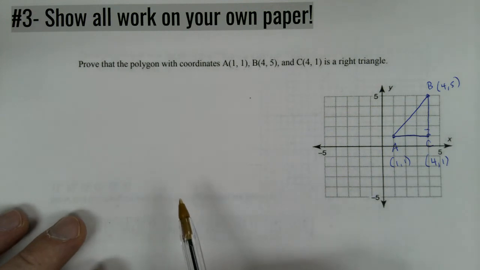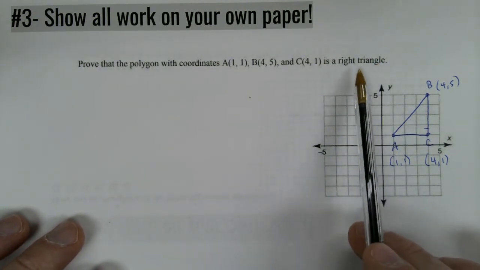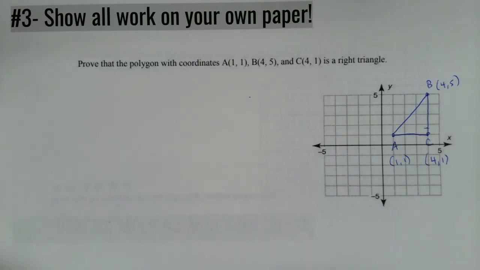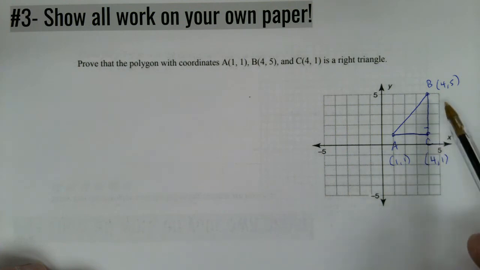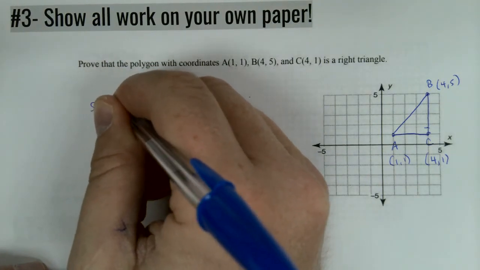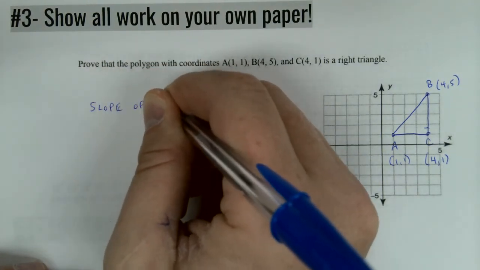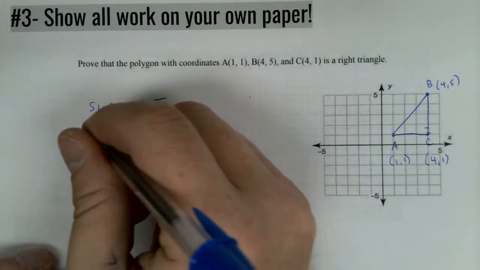Okay, let's go ahead and go through this. Hopefully, as you're looking at this, to prove that this is a right triangle, we have to look at the slopes of two of our sides. And as you look at this angle down here, it looks like a right angle, and it is a right angle, but we have to show that. So we're going to find the slope of AC, and we're going to find the slope of BC.